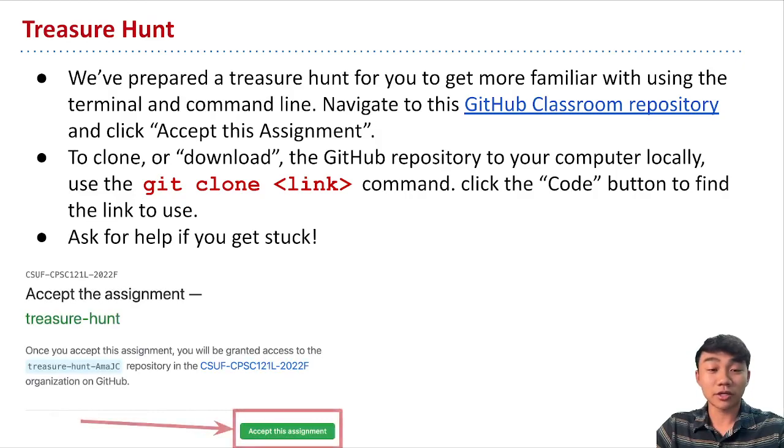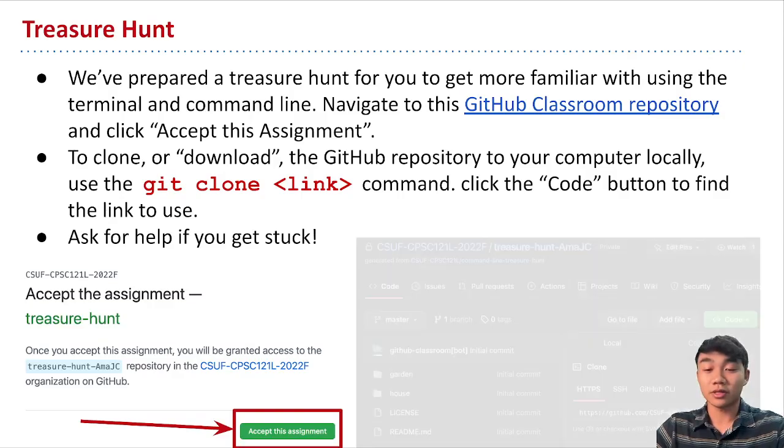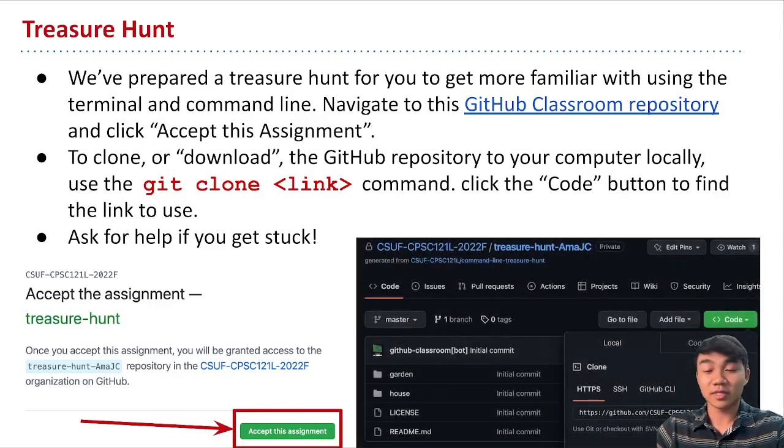Every time you accept an assignment for the lab, it'll generate a new GitHub repository that's specific to your account. Here's a screenshot of mine. It's going to be titled treasure-hunt-your-username. What you want to do is click on this green code button here, and it'll open a panel which shows the URL.